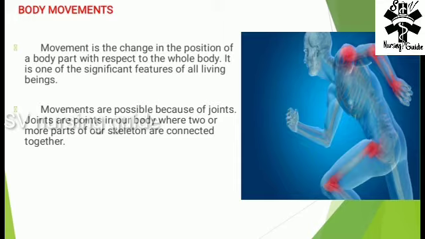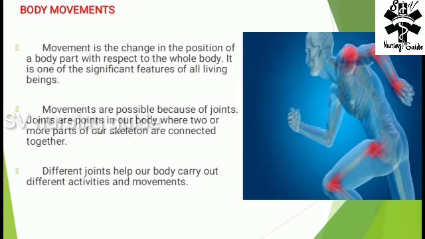Movements are possible because of joints. Joints are points in our body where two or more parts of our skeleton are connected together. Different joints help our body carry out different activities and movements. We are going to see some types of joints.